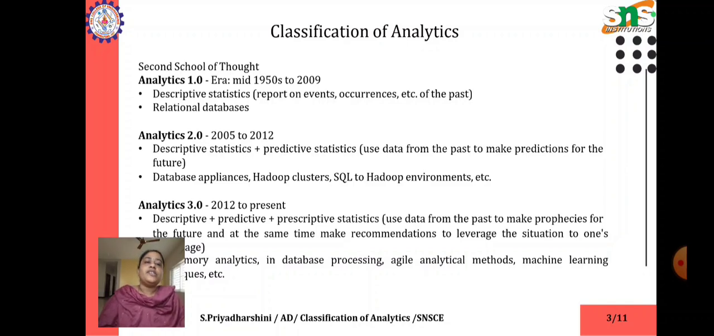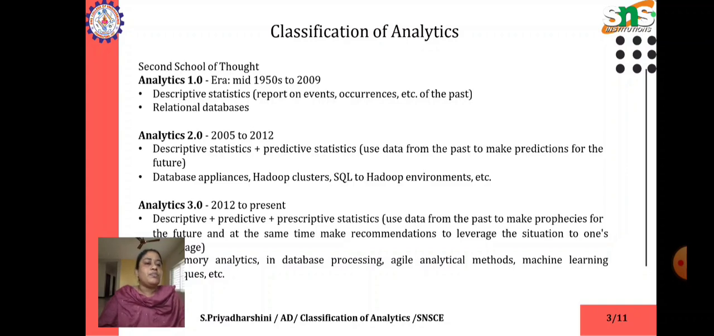The question used in Analytics 1.0 was what happened, that is about the past. Analytics 2.0 asks why it happened, what happened, why did it happen, and what will happen in the future. When we talk about Analytics 3.0, it asks what happened, why did it happen, what happens if the same goes on, and how can we make it happen. So all these questions will be answered in Analytics 3.0.